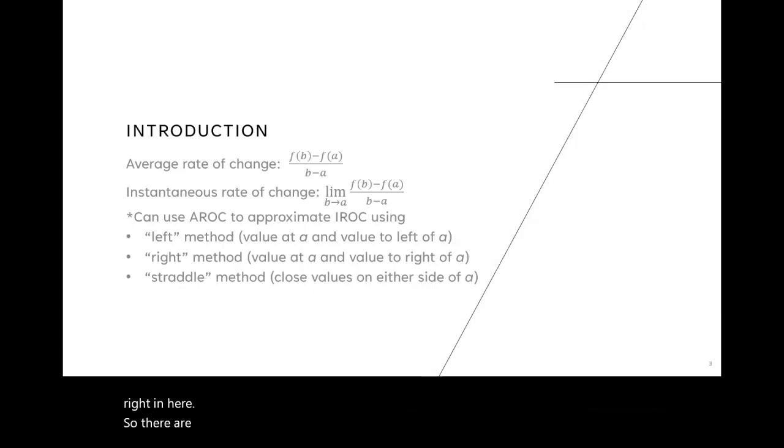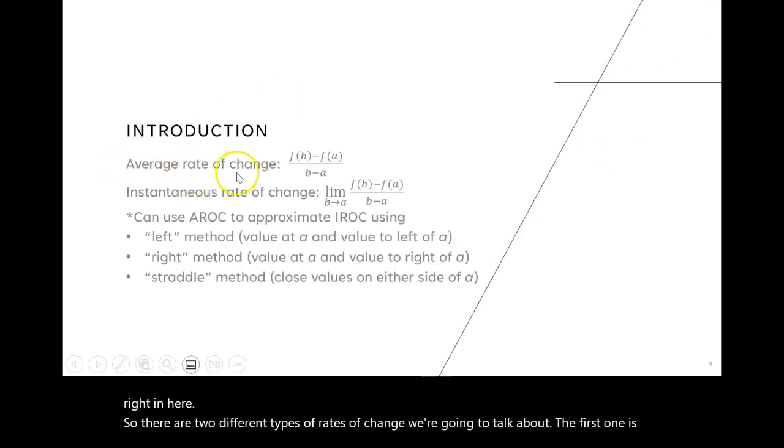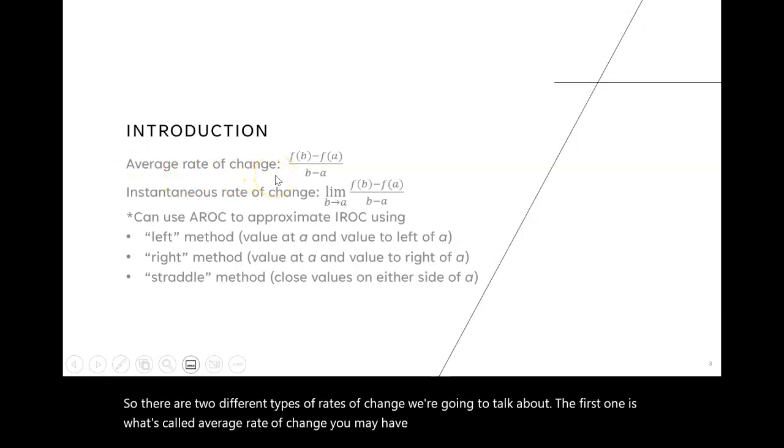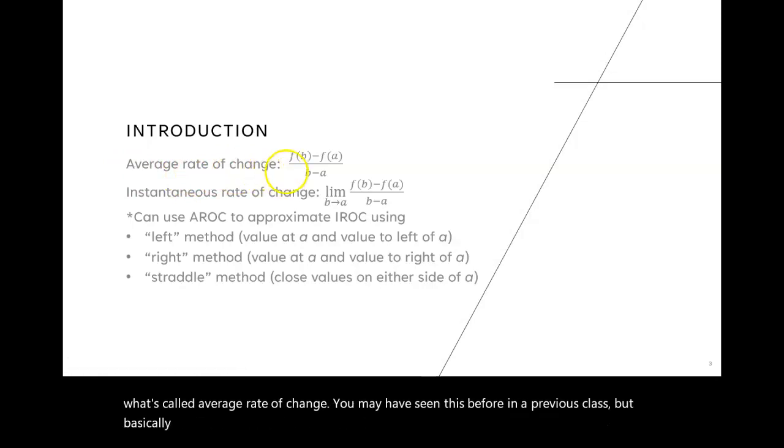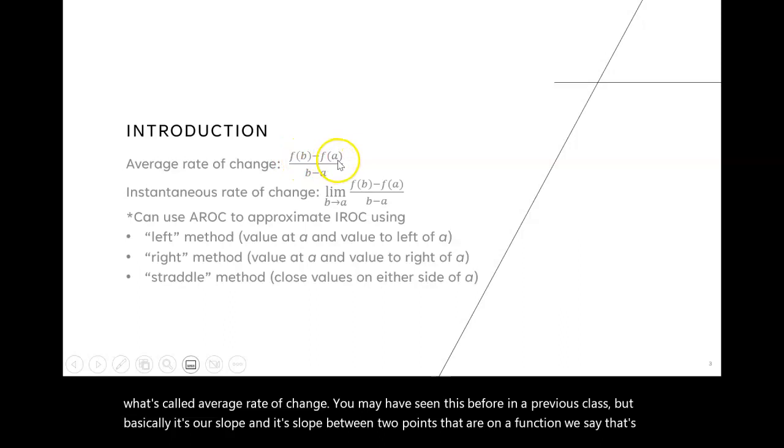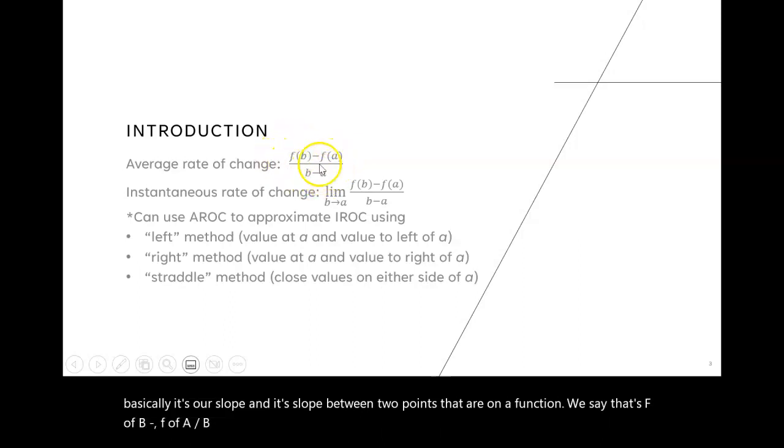There are two different types of rates of change we're going to talk about. The first one is what's called average rate of change. You may have seen this before in a previous class, but basically it's our slope. And it's slope between two points that are on a function. We say that's f of b minus f of a over b minus a. In other words, change in y over change in x.